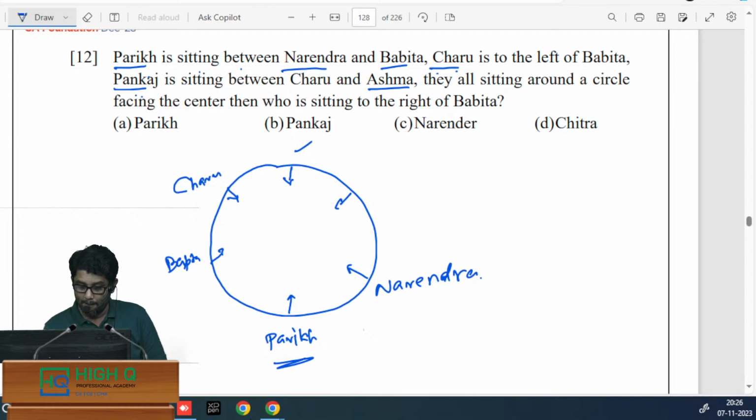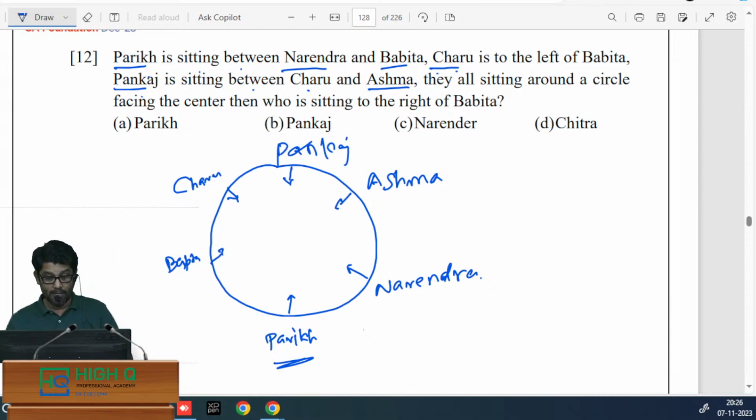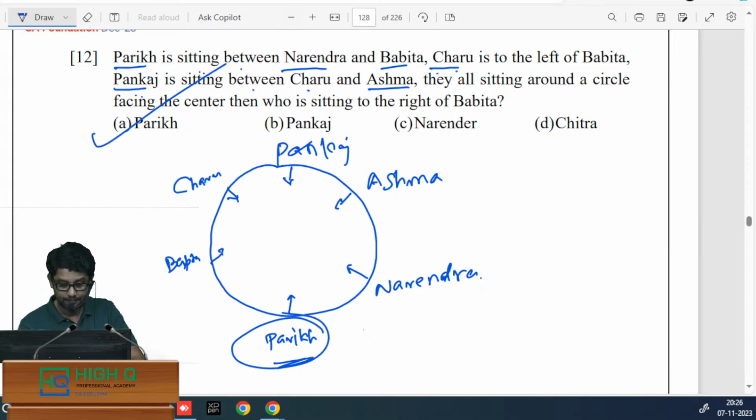Next, Pankaj is sitting between Charu and Ashma. So Ashma is here. Pankaj is here. They all sitting around a circle facing the center. Who is sitting to the right of Babita? Parik. But people are giving me Narendra. How Narendra is coming?